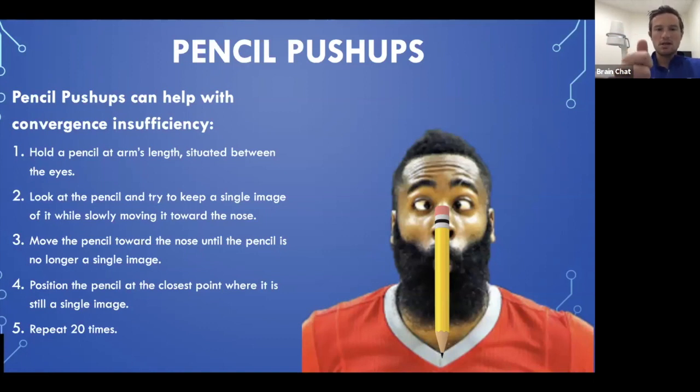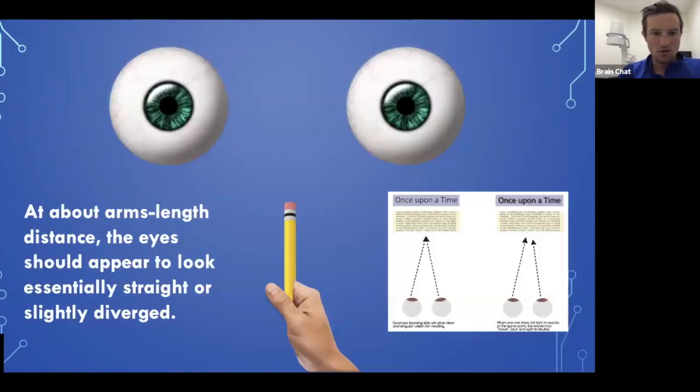And basically what you want to do, just to keep it simple, is work on bringing your eyes in and out. And we call them push-ups because it's almost like your eyes are doing a little push-up, if that makes sense. And as a general rule, you can repeat it a couple times a day. So again, at about arm's length distance, the eyes should appear to look essentially straight or slightly diverged. The way they sit in our orbits is a little bit diverged, but if you're out, they should be a little bit straight.